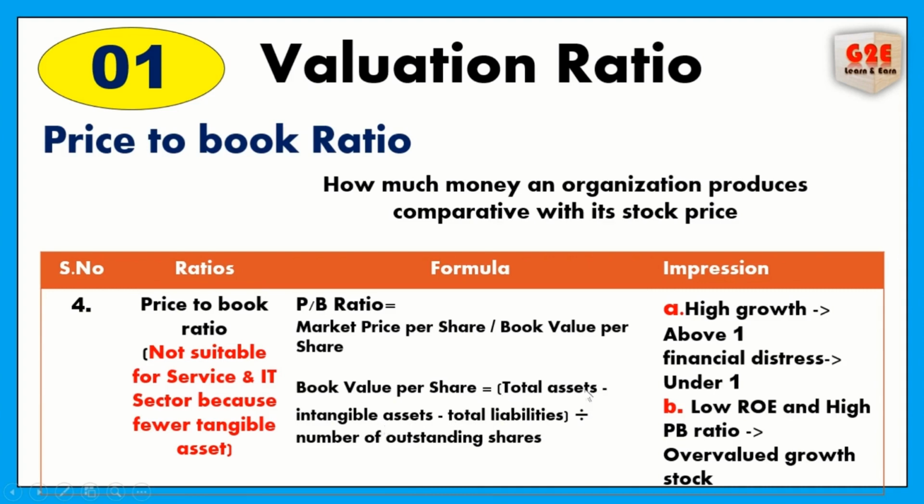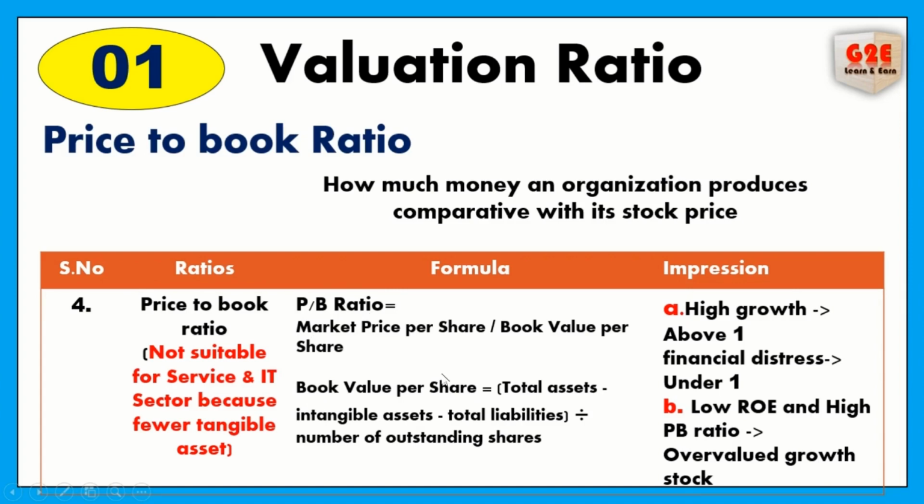With the help of total assets, you need to deduct this one, or else you take only the tangible assets, then you don't even need to consider this. So there's no need to be confused. Take the total asset value, minus intangible assets, minus total liabilities, divided by the number of outstanding shares, and you will get the book value per share. With that, you divide the market price per share and you will get the price to book ratio.